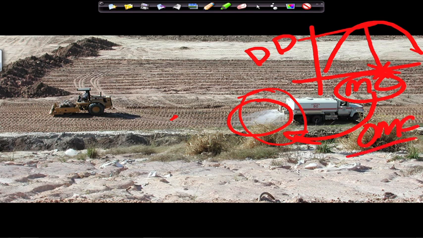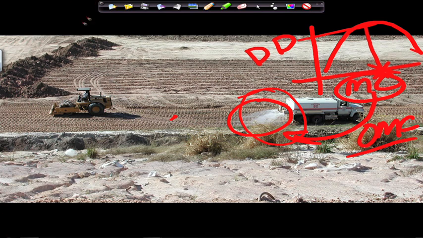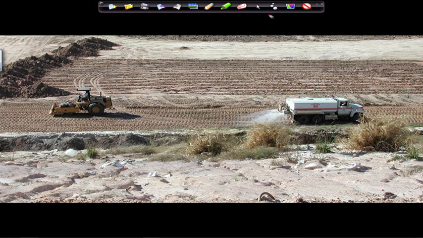So again, everything that you do in landfill design, geotechnical concepts are very, very important. We use those geotechnical concepts a lot in landfill design. So let's look at some more of how this construction is done.